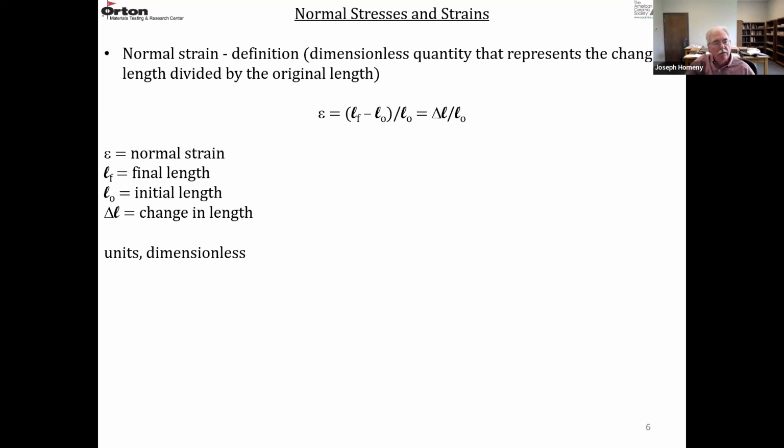So when we have a normal stress, we also have a normal strain. Strain has no dimensions, and it's the change in length divided by the original length. So epsilon is the normal strain, LF is the final length, L0 is the initial length. So LF minus L0 divided by L0 just equals delta L over L0. And again, a strain, because it's a length divided by a length, has no dimensions.